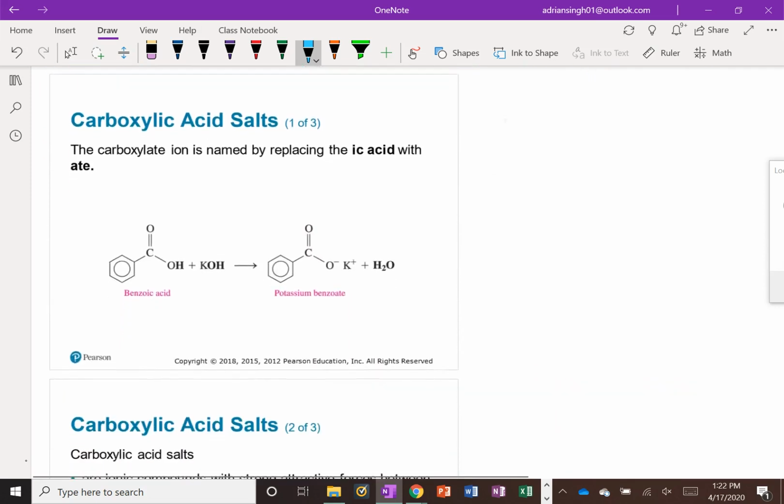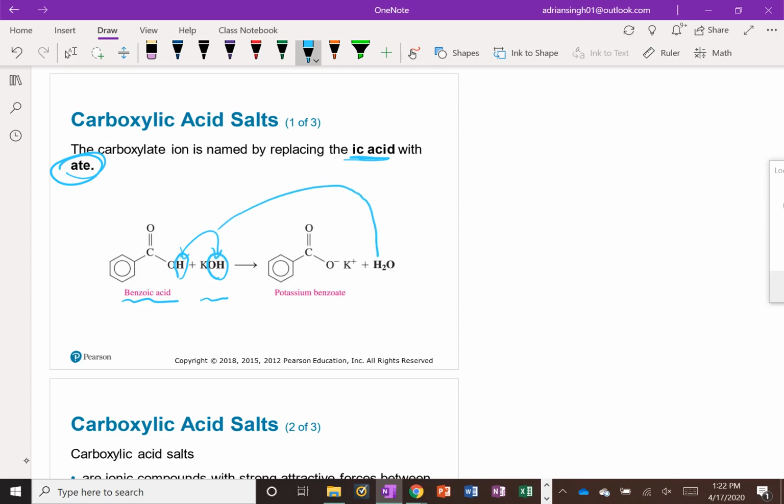All right, so the way that we name the carboxylate, the carboxylic acid salt, again, we're going to drop the ic acid. We're going to replace it with the ate. So benzoic acid here, if it reacts with a base like potassium hydroxide, again, the H and the OH are going to combine. These two combine to make water. And then the K, the potassium ion, goes with the carboxylate ion, which would be the benzoate ion, to make potassium benzoate.